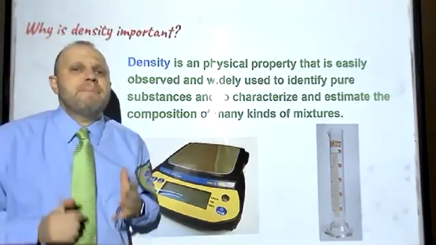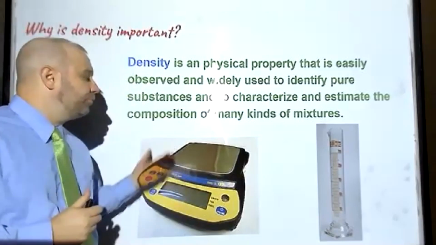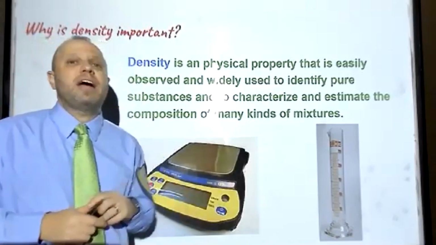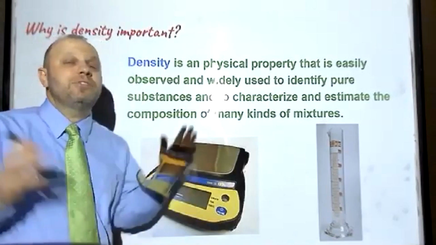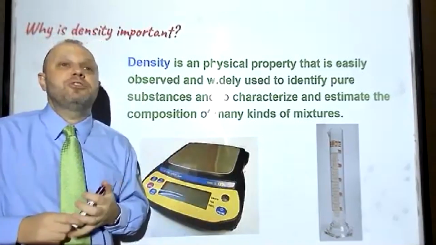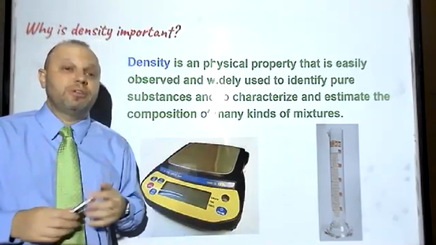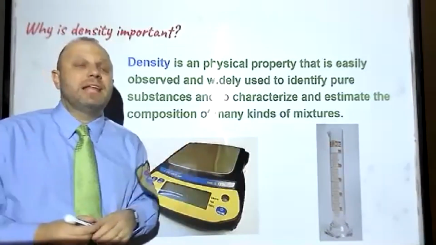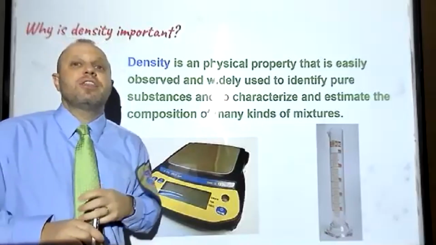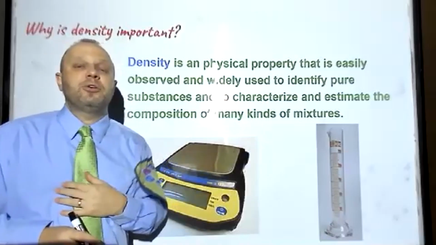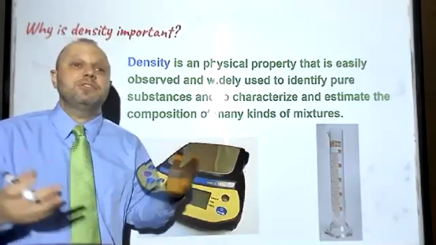In order to measure density, you need two pieces. You need a balance and you need a graduated cylinder. The other way to measure density would be with a balance and a ruler. The lab that we're going to do is actually going to utilize both of those. So in the lab, we're going to measure volume in two different ways. The first way is with a graduated cylinder, and we're going to measure by displacement.